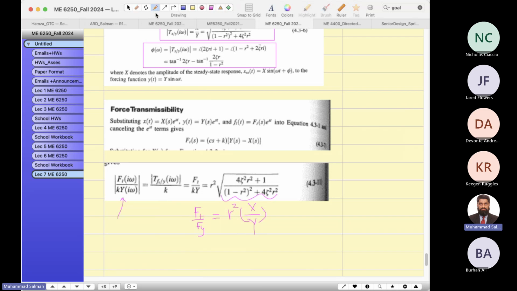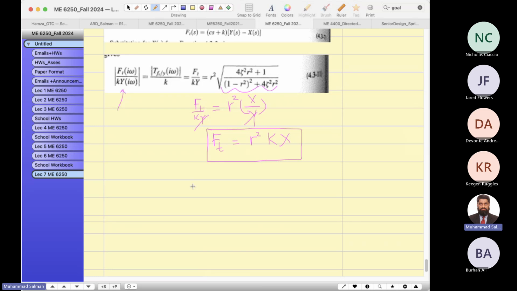And if I do the math here, what is FY equal to? FY equals k times Y. Agreed? So this Y is coming over here. So the transmitted force can also be written like this: r square times k times the amplitude of the displacement, the steady state. As you know, this is the amplitude of the output response. So please note down this formula. The transmitted force equals r squared times k times the output amplitude.